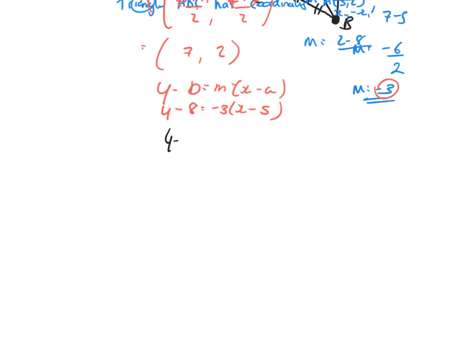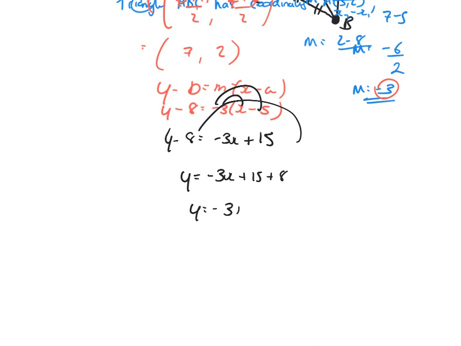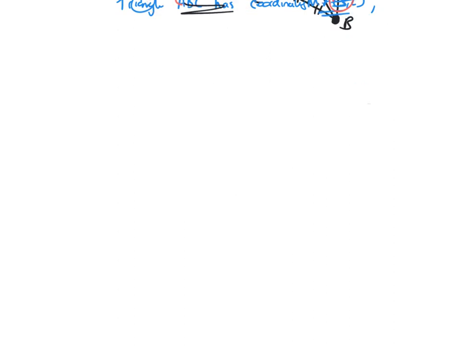Okay, so keep going. y minus 8 equals minus 3x. Minus 3 times minus 5 is plus 15. Bring the minus 8 across and change its sign. It'll be minus 3x plus 15 plus 8, and that's y equals minus 3x plus 23. Final answer. Okay, let's try example 2. Example 2, I've got triangle ABC.